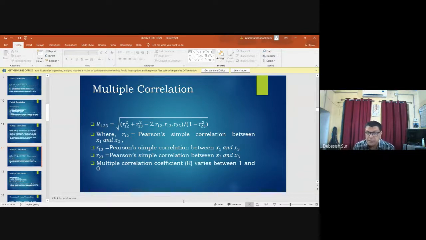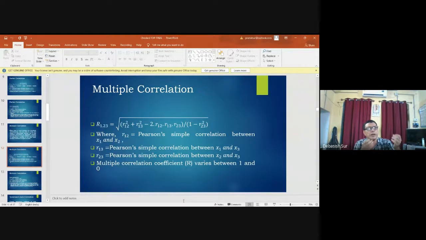Multiple correlation varies between +1 and 0. That means the multiple correlation coefficient cannot be negative, whereas the simple correlation coefficient and partial correlation coefficient vary between +1 and -1. The multiple correlation coefficient varies between +1 and 0. That means the maximum value of the multiple correlation coefficient is +1 and the minimum value is 0. That means it cannot be negative.